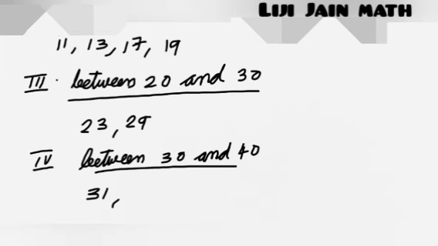2 is the only even prime number. That result can also be applied here. So except 2, all other even numbers are composite numbers.